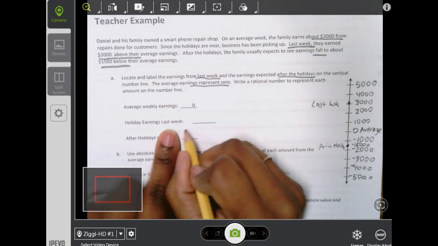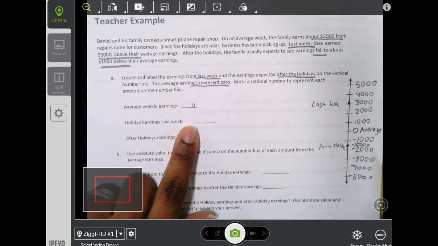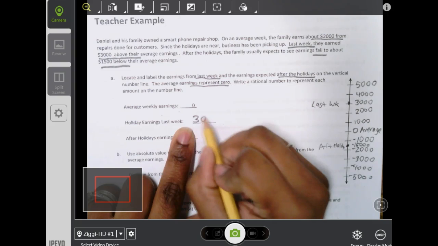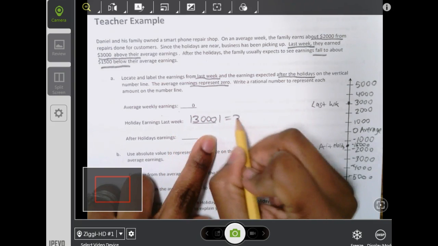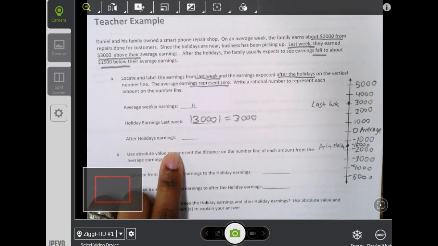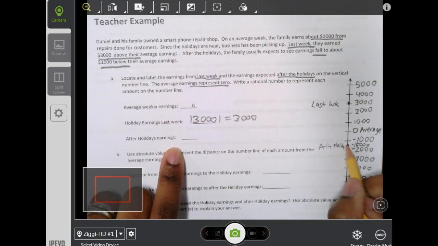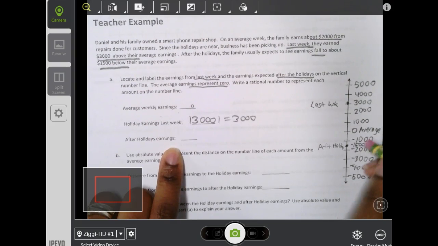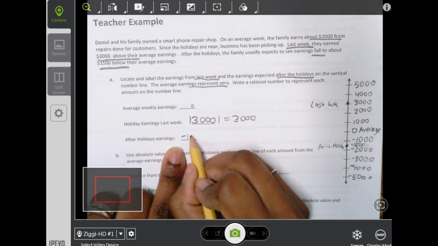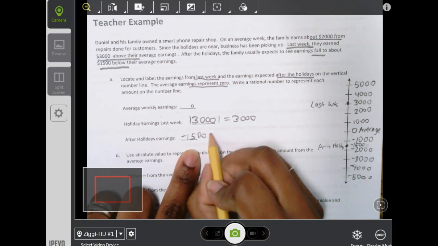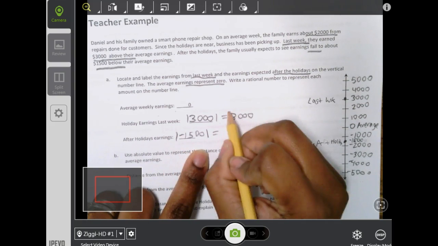Let's go ahead and answer the questions. Holiday earnings last week is the absolute value of 3,000, which equals 3,000. After the holiday earnings is negative 1,500. The absolute value of that is positive 1,500.